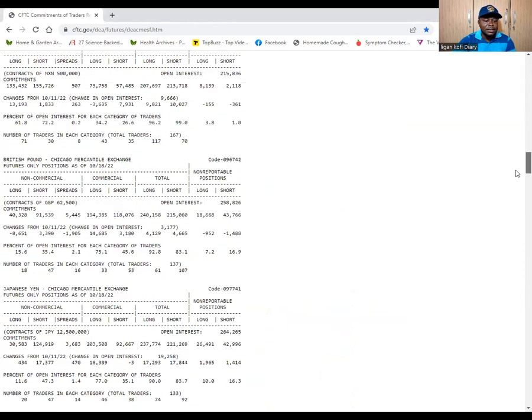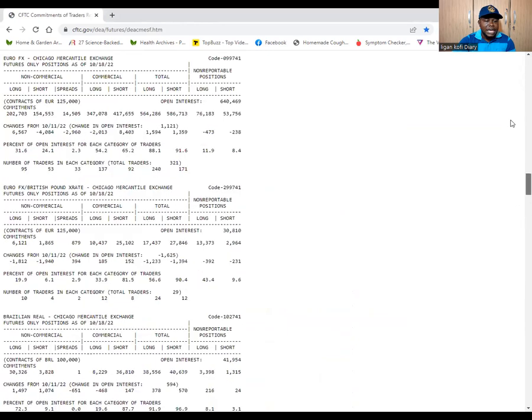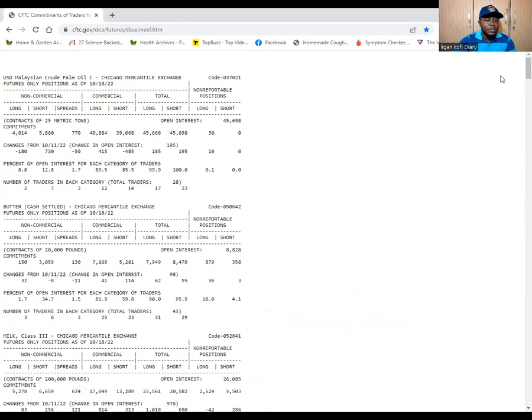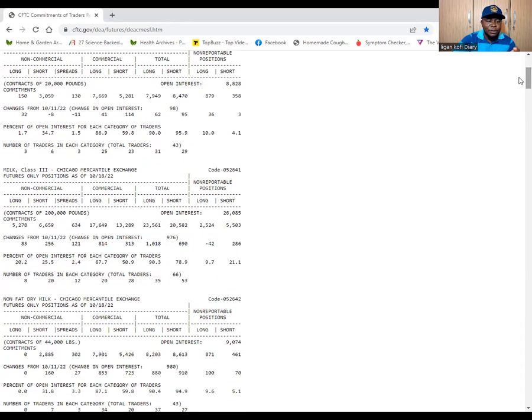This is the COT report. Now you see it. This is the whole report, and you will see the date on each of them. The report is mixed. USD Malaysian crude palm oil, the date is 18th of October 2022, so this is the latest report. You see butter. This is the report on butter, the institutions, the banks who are trading commodities. When you continue, you see milk, and non-fat dry milk. All of this data is here.